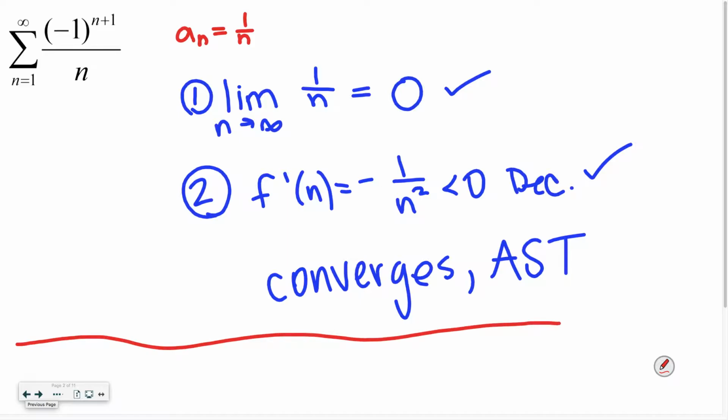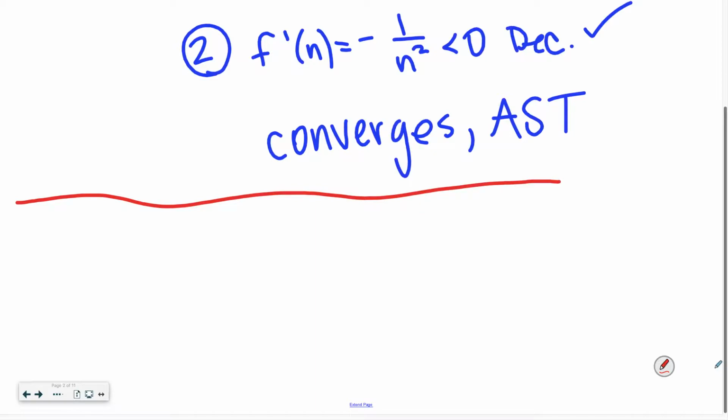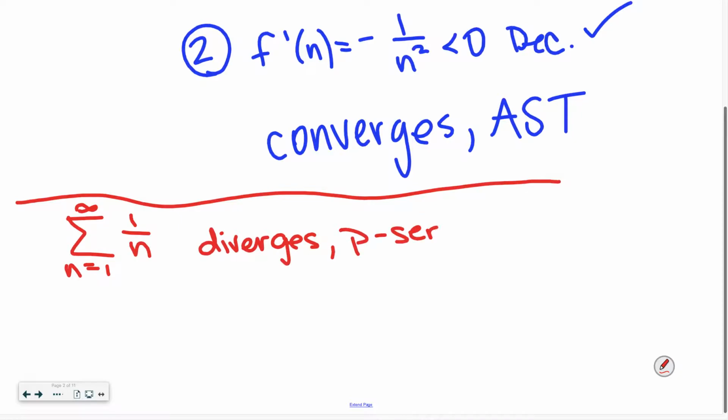We know that the series from 1 to infinity of 1 over n diverges because it is a p series where p equals 1. Okay? So when we talk about this converging as an alternating series, we know that it converges conditionally, because the absolute value of it diverges.